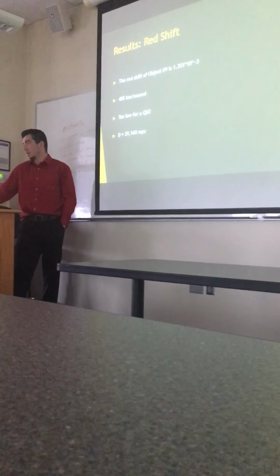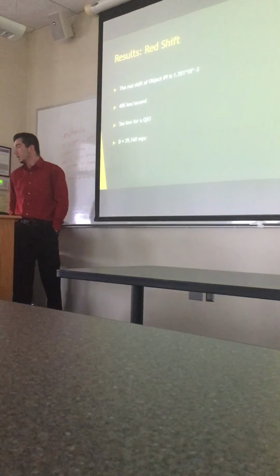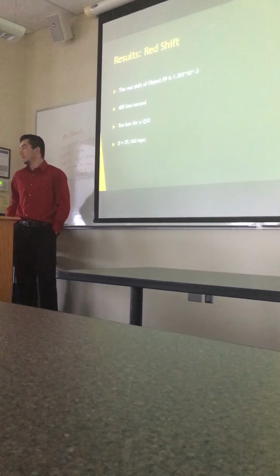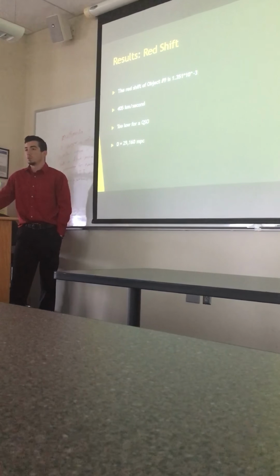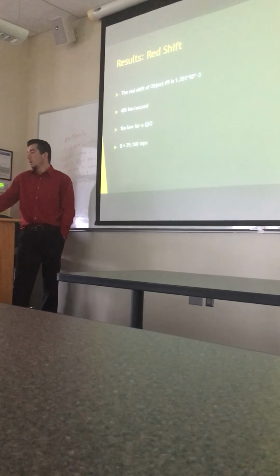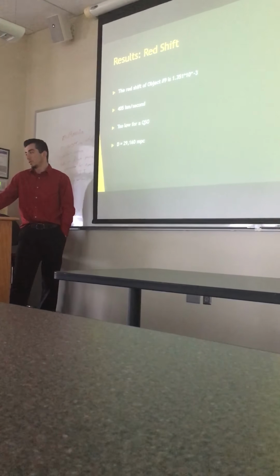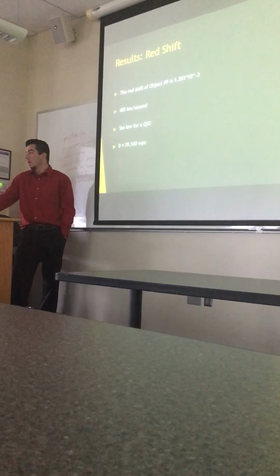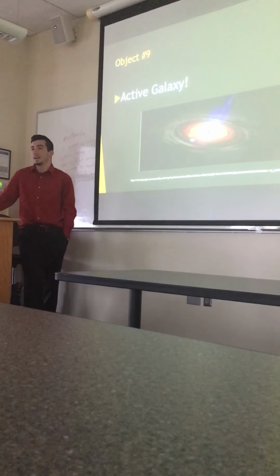So we looked at the redshift, and the redshift of object number 9 was 1.351 times 10 to the negative third, and the speed was 405 kilometers per second, which was too low for a QSO, and the distance was 29,116 megaparsecs. So it's pretty far away. So what it ended up being was an active galaxy.